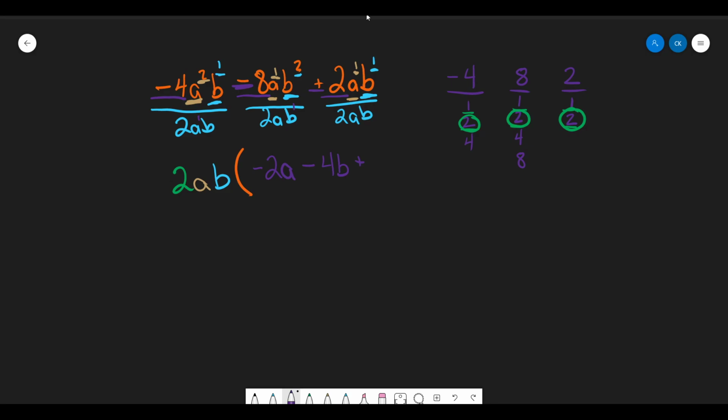2 divided by 2 is 1. A divided by a cancels out. B divided by b cancels out, so I'm left with just 1. Remember, whenever you have the same thing on top and on bottom, you are always left with a 1. So this here would be my final answer: 2ab times negative 2a minus 4b plus 1.